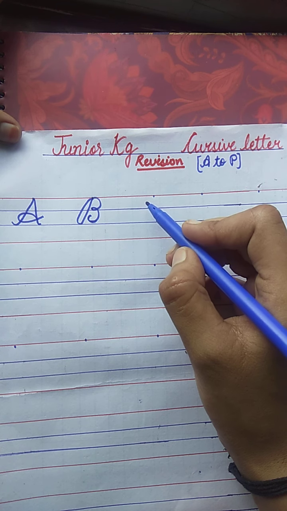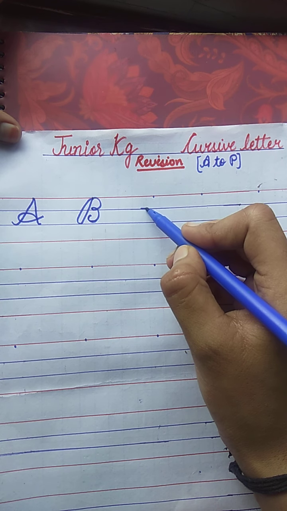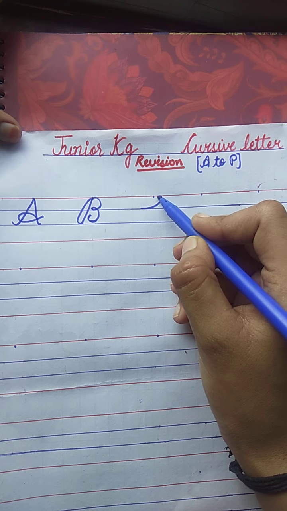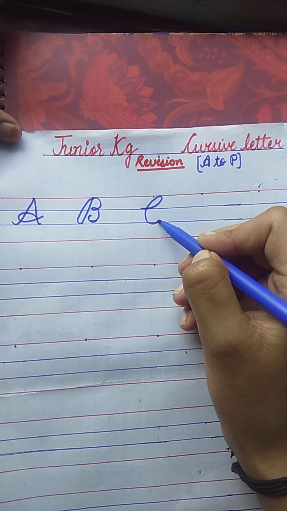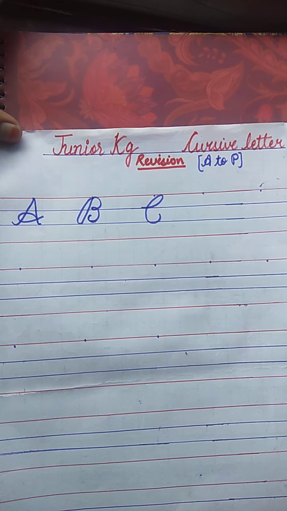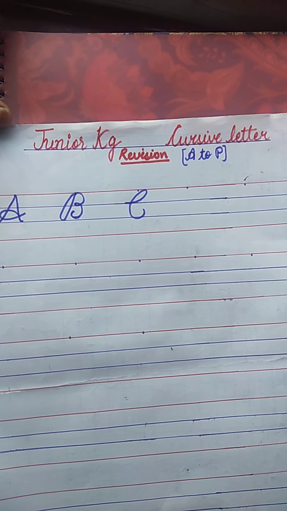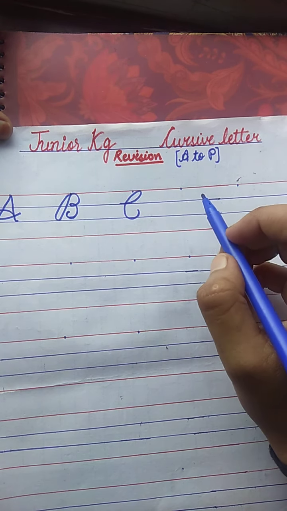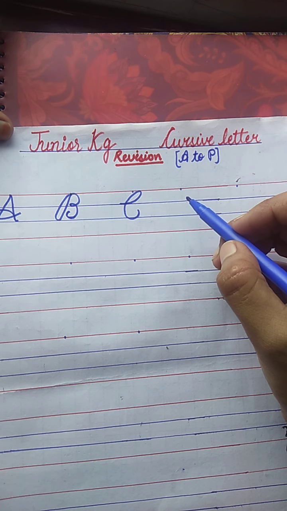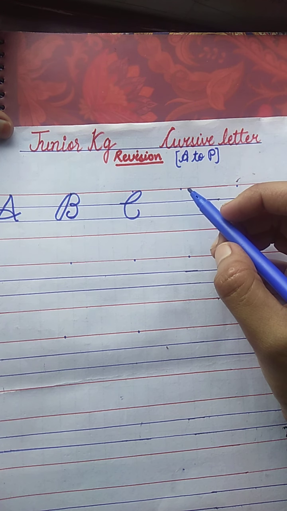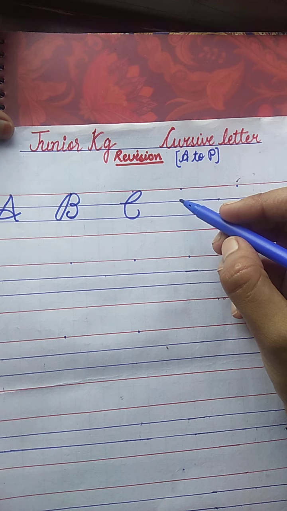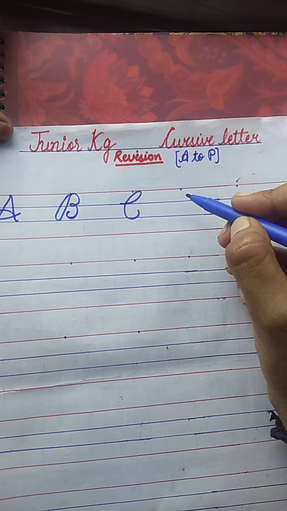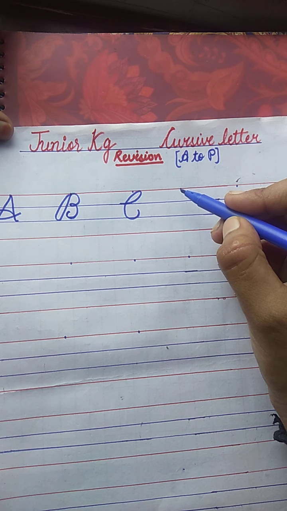C for cat. See here, a curve, a semicircle. C for cat. The spelling of cat is C-A-T, cat. Now the next letter is, tell me the next letter. Very good. D. D for duck.